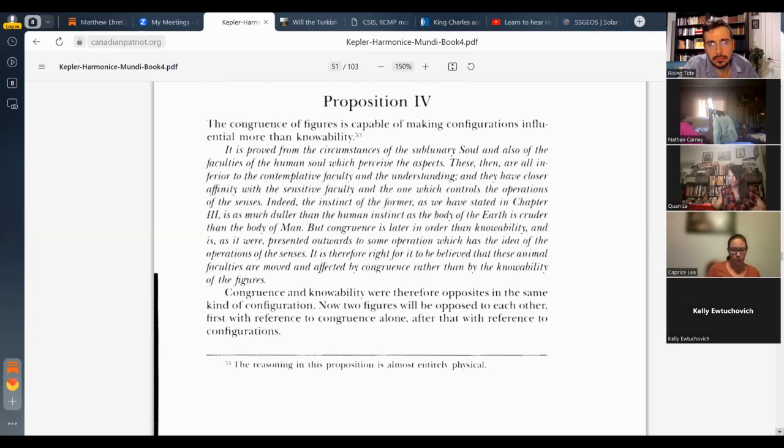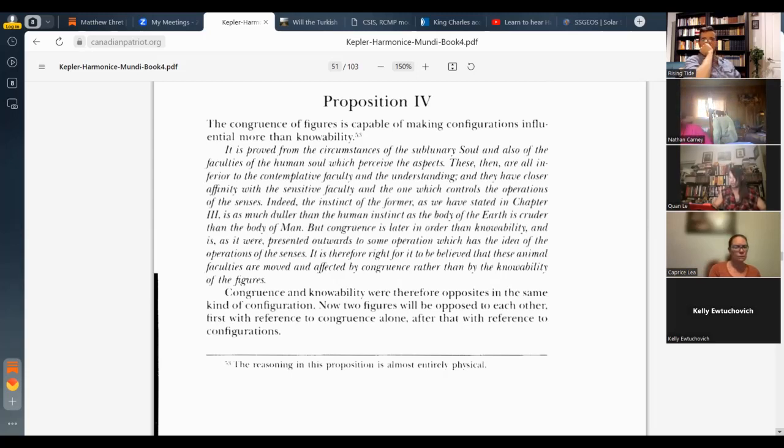It is proved from the circumstances of the sublunary soul and also of the faculties of the human soul which perceive the aspects, the configurations. These then are all inferior to the contemplative faculty and the understanding, and they have closer affinity with the sensitive faculty and the one which controls the operations of the senses. Indeed, the instinct of the former, as we have stated in chapter 3, is as much duller than the human instinct as the body of the earth is cruder than the body of man.